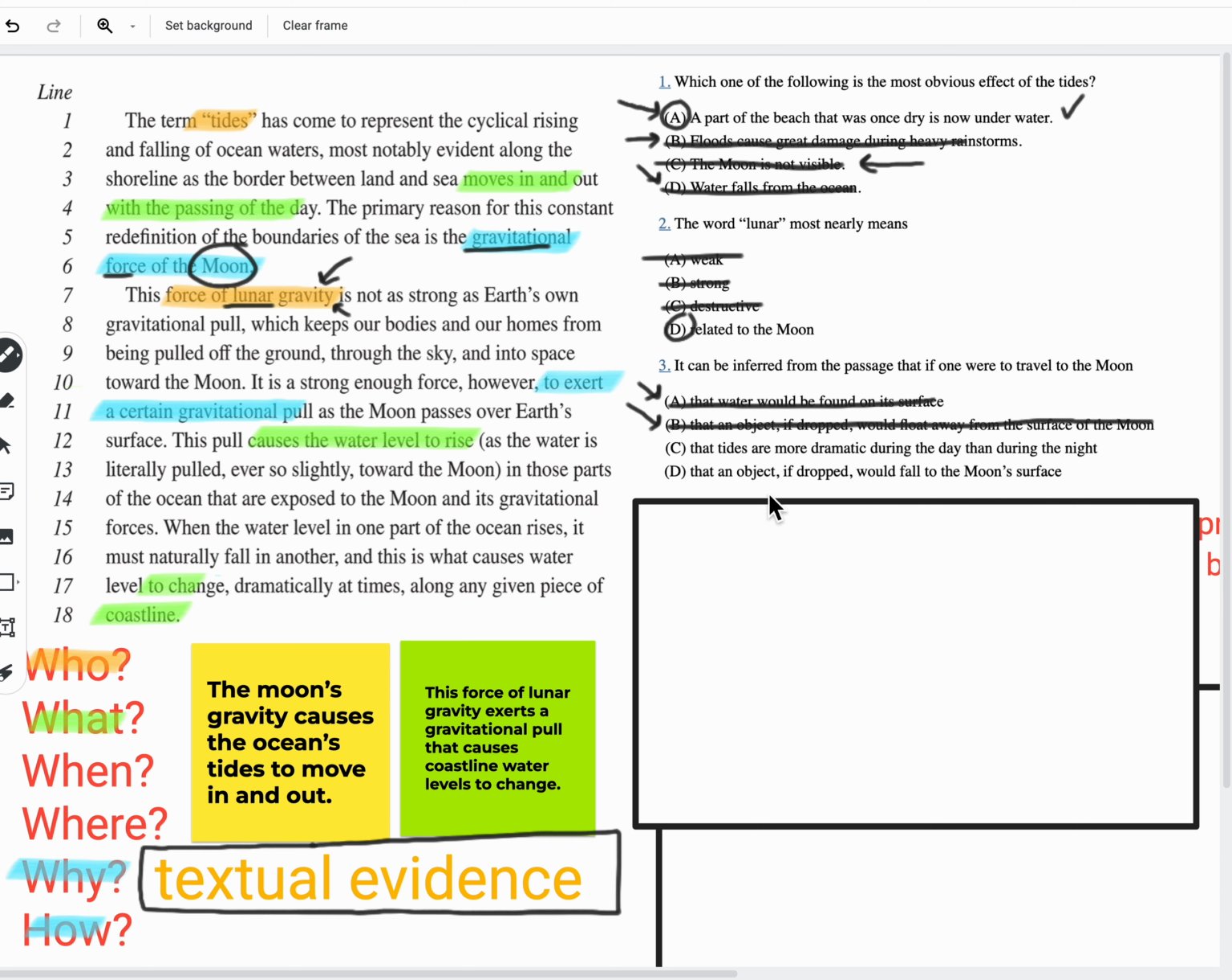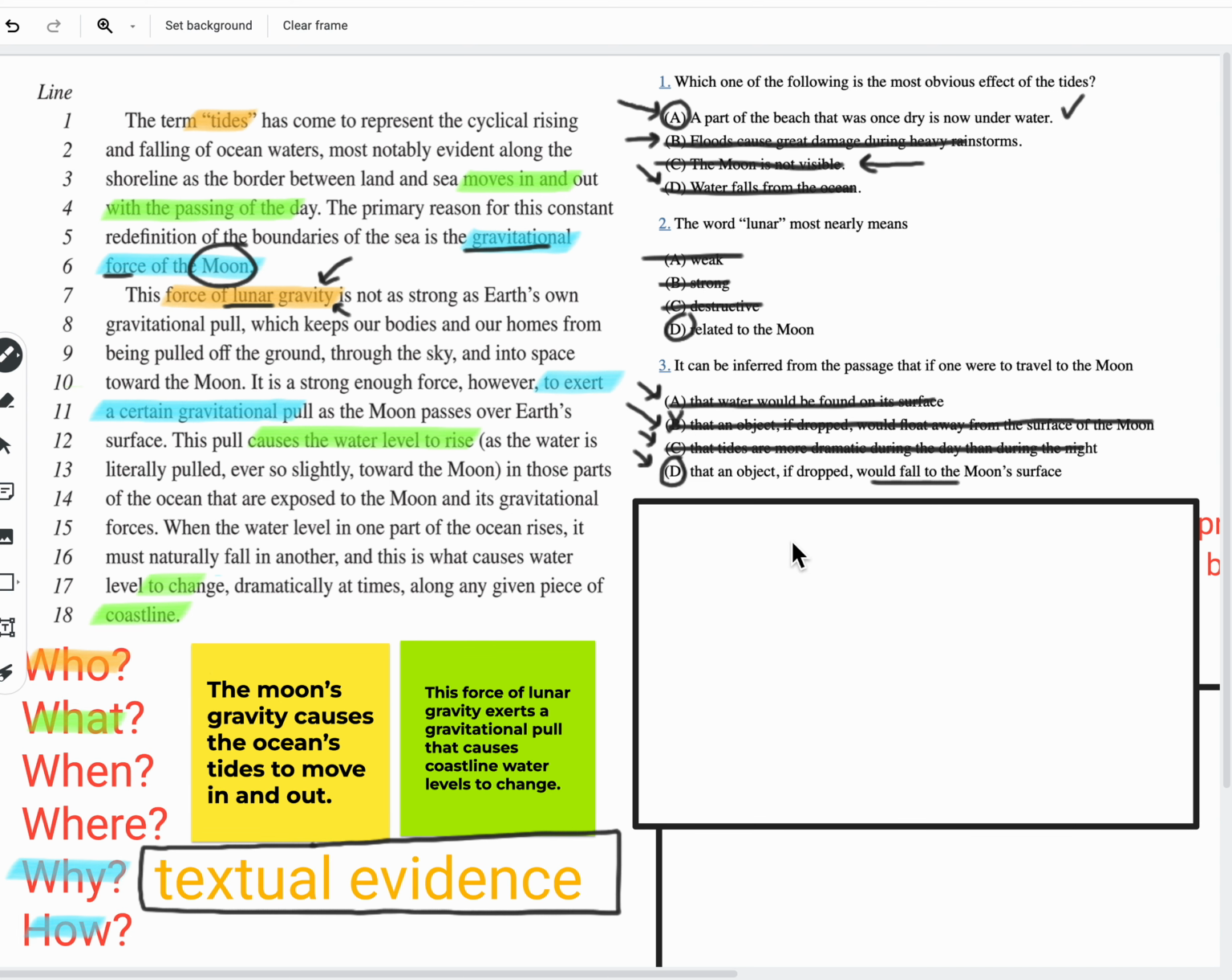Let's eliminate B. C says that tides are more dramatic during the day than during the night. Again, we have no textual evidence to support this. D, that an object, if dropped, would fall to the moon's surface. Yes, let's notice that this is the opposite of B. And this is true because gravity causes objects to fall, not to float away. So D is our answer.